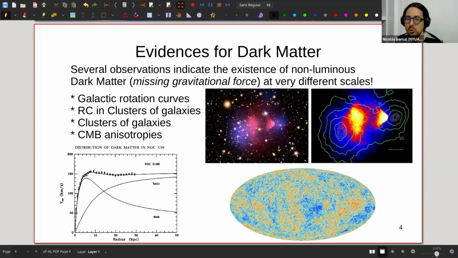So I don't think I have to convince you guys about the existence of dark matter. Just let me tell you a couple of things to settle the ground. You know that there are several observations that indicate the existence of dark matter. In particular, it's a missing gravitational force, right? And at very different scales. For instance, we have scales of kiloparsecs of galaxies. We have the flat rotation curve of the galaxies.